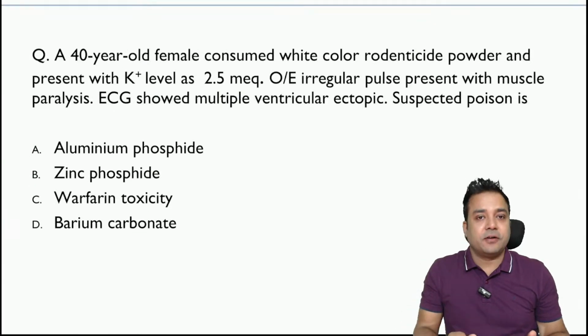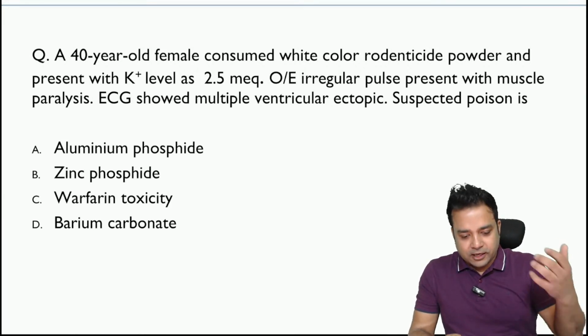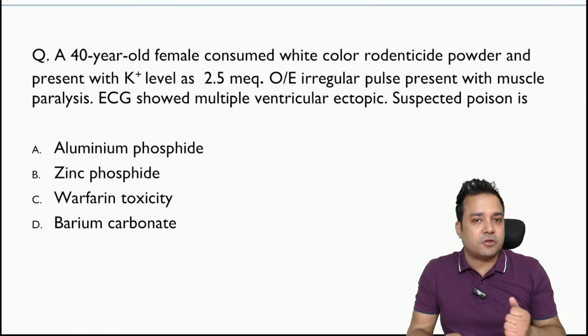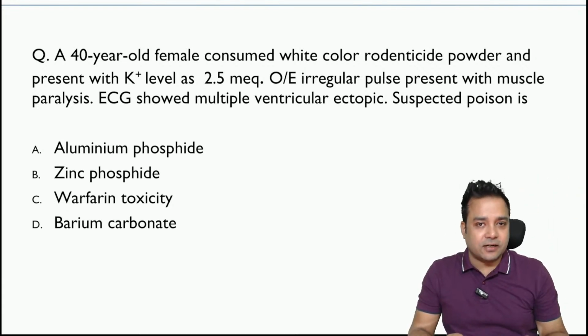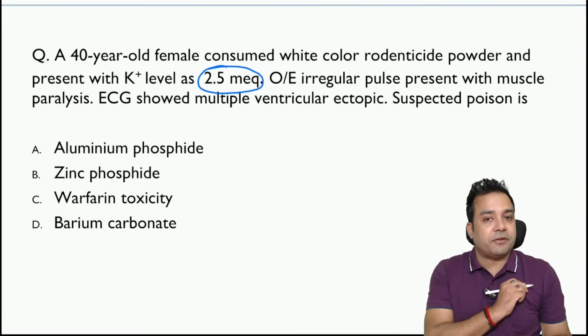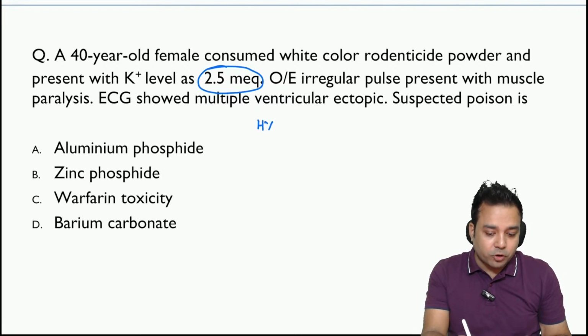Come to this one. This one was one of the predictors in the one-shot revision sessions also, and actually many students got benefited in the INICET May month exam where this question was asked. So this was not a new question. It was asked way back in INICET itself. The clincher in the question was the potassium level given as 2.5. The moment you see this, you come to know that it is a hypokalemic poison.